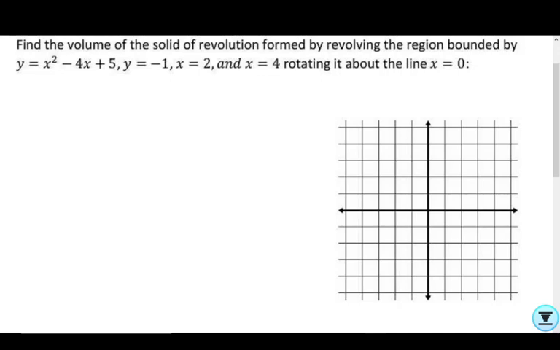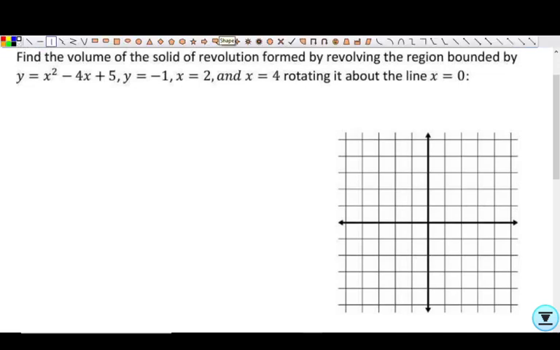Okay, so day 3, we're doing washers. Again, we're using a problem that we've done before. I want to find this volume by revolving it around the x equals 0 line, which is basically our y-axis. So that's where my axis of rotation is.